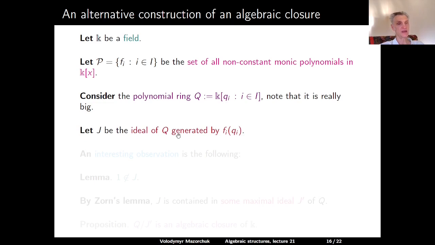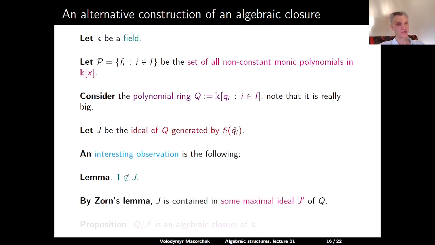Let J be the ideal of Q which is generated by the evaluation of f_i at q_i for each i. An interesting observation is that this ideal is proper, so it doesn't contain the element 1. If we can prove that, then, by Zorn's lemma, the ideal J is contained in some maximal ideal J' of Q. And then we will see that the quotient of Q by J' is an algebraic closure of K. So let's prove all the steps.